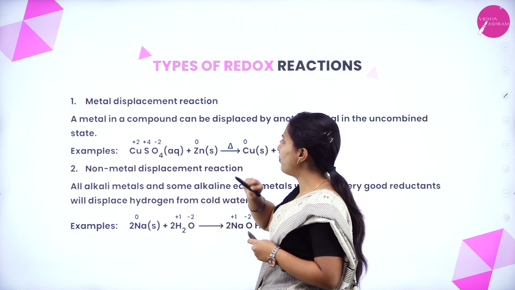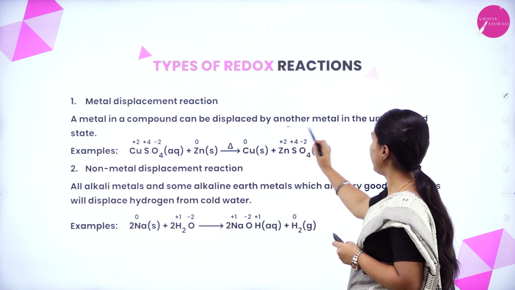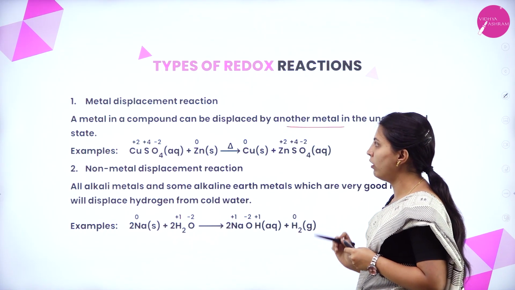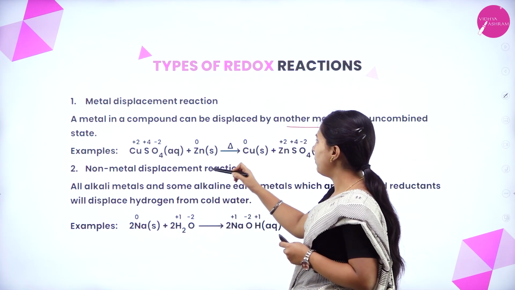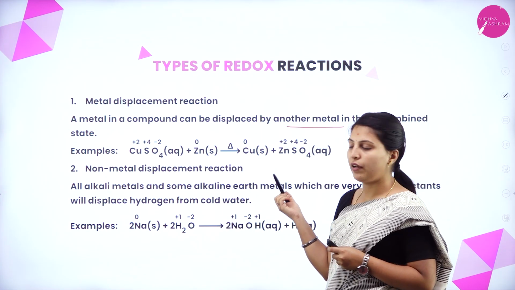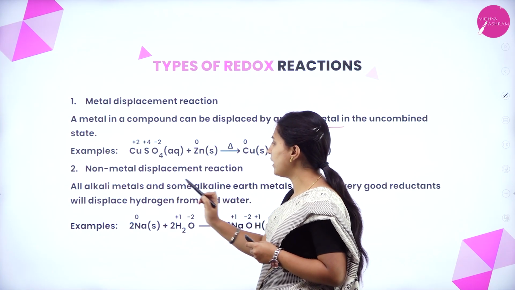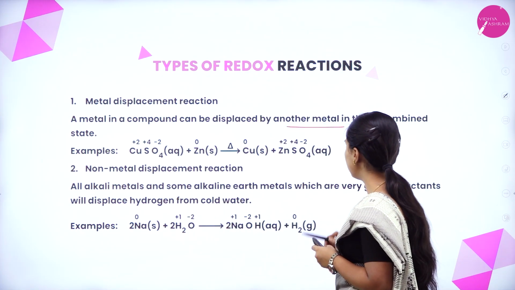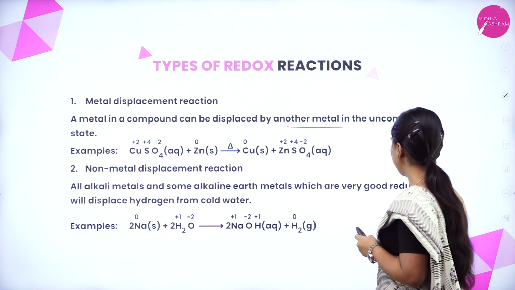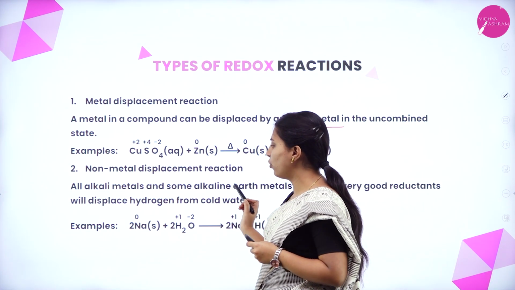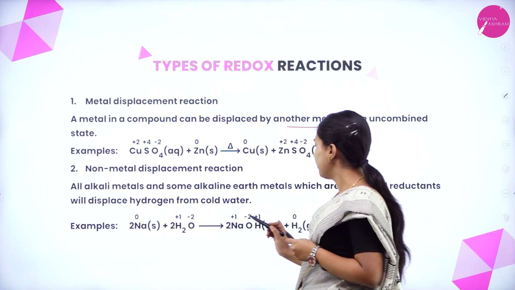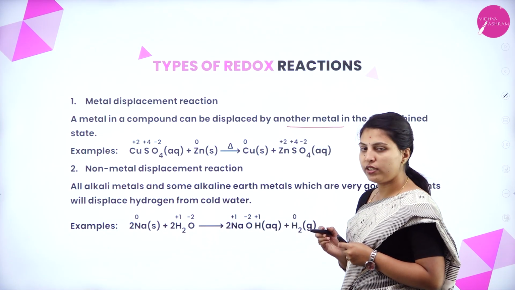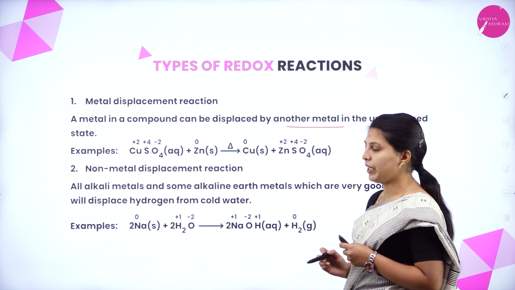A metal in a compound can be displaced by another metal in the uncombined state; this is called metal displacement. Here copper and zinc sulfate: zinc will be displaced from sulfate. Next, non-metal displacement: all alkali metals and some alkaline earth metals, which are very good reductants, will displace hydrogen from cold water. Here sodium is a metal, sodium hydroxide will form, and H2 will be liberated.